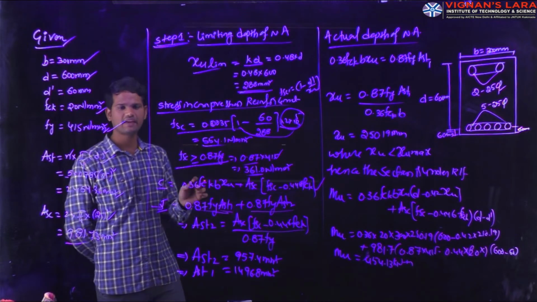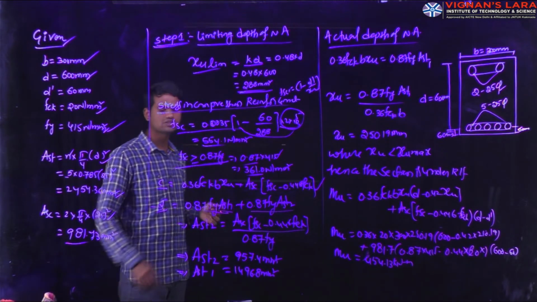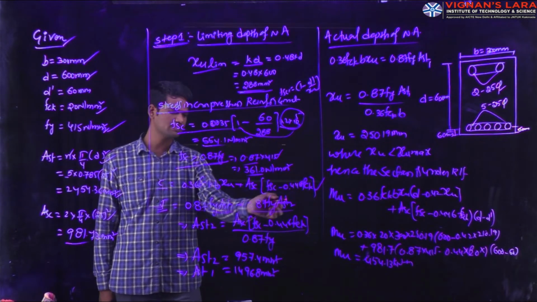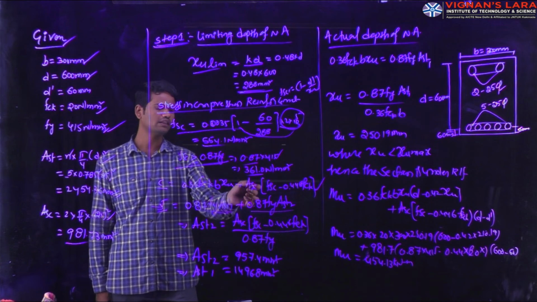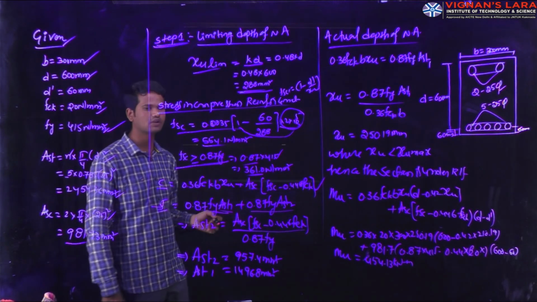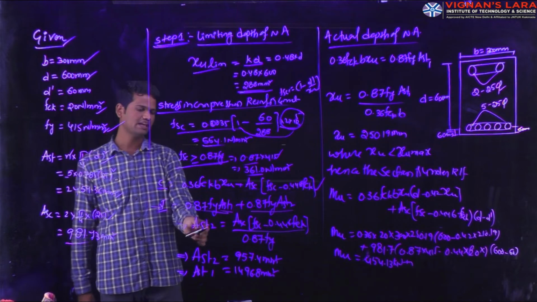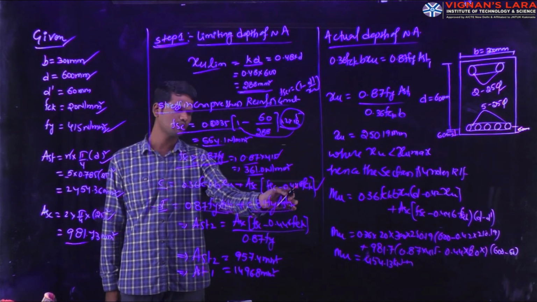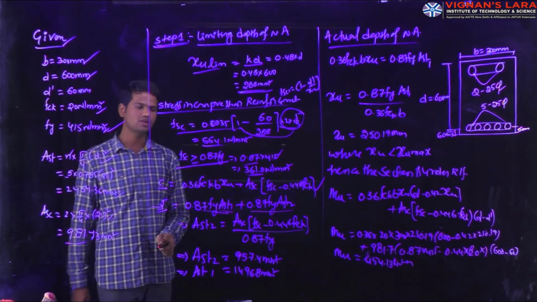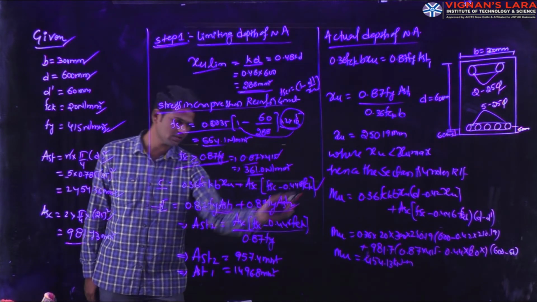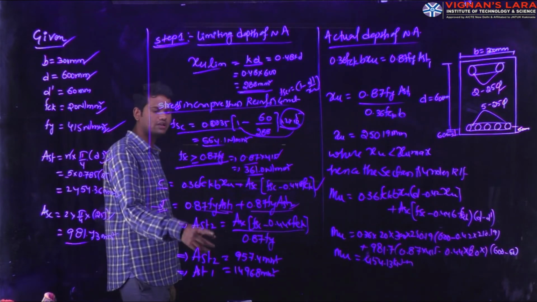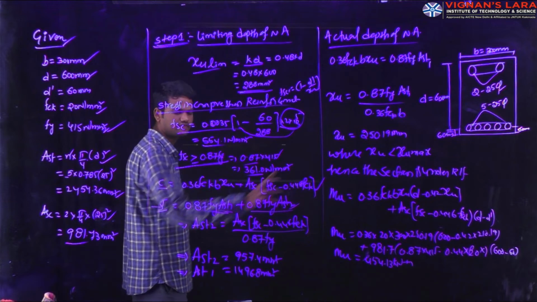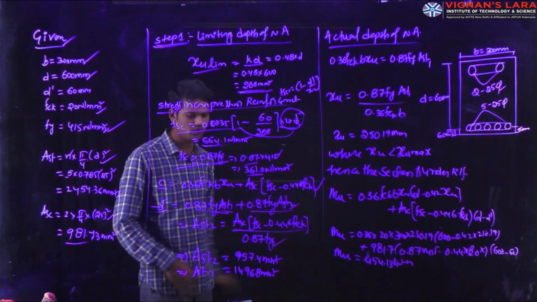For calculating this AST2, based on the ASC value, for calculating the actual depth, we calculate the area of the steel. This AST2 is obtained by equating the total compressive force to the total tensile force. AST2 equal to ASC into FSC minus 0.446 into fck. By using this, we can calculate the area of the steel AST2. AST2 equal to ASC into FSC minus 0.446 into fck, divided by 0.87 into Fy.